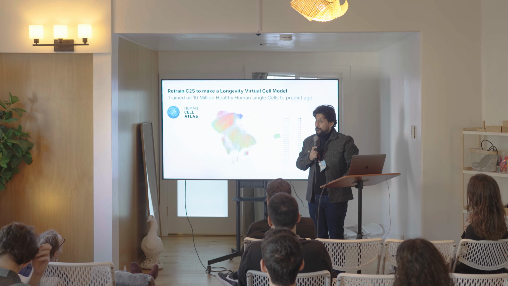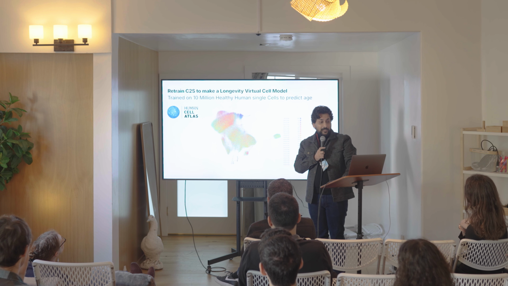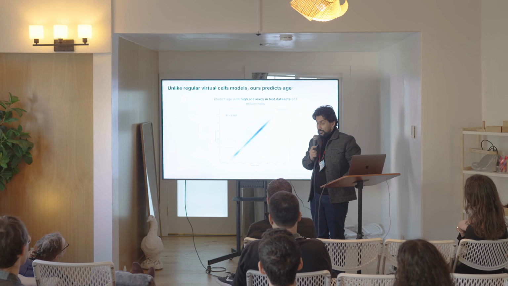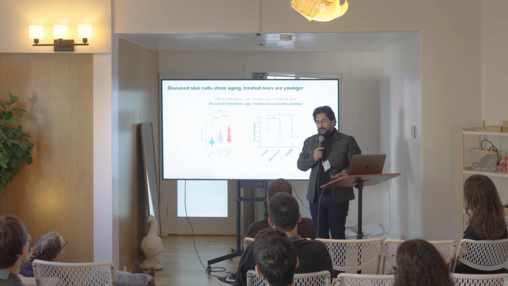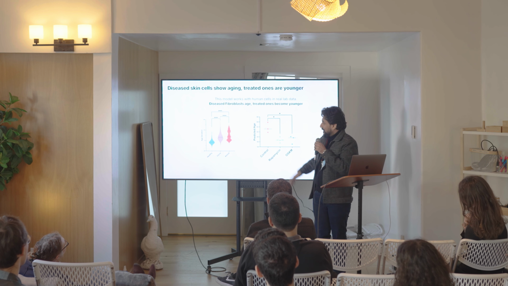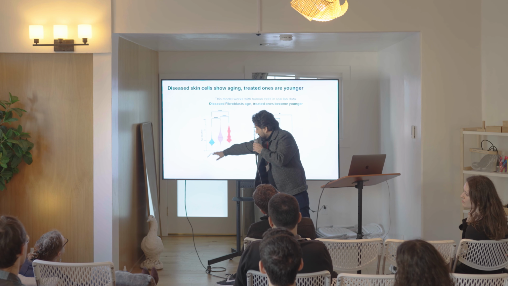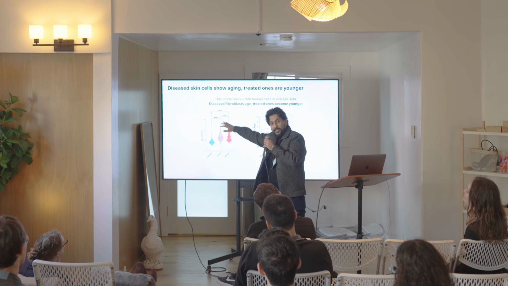So we retrained this model, which is called Cell2Sentence, to predict longevity, virtual cells, right? Trained on 10 million human cells. It actually does really well at predicting chronological age or biological age. We've done this validation in a lot of different cases, but I just want to show one example. These are skin cells. Healthy ones are younger. Injured skin cells, or cells from keloid, which is a type of disease, are actually older.